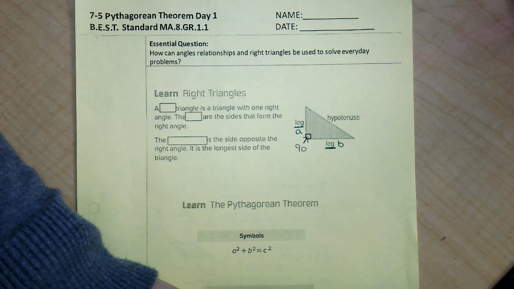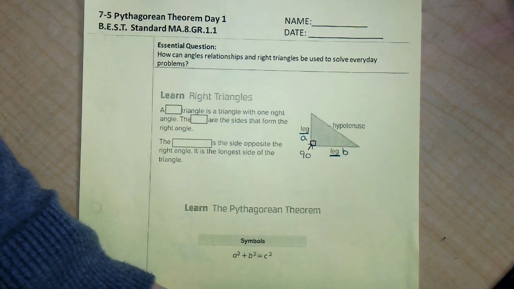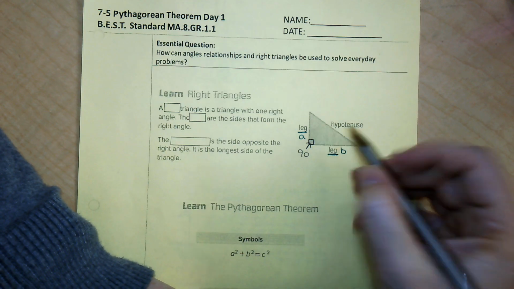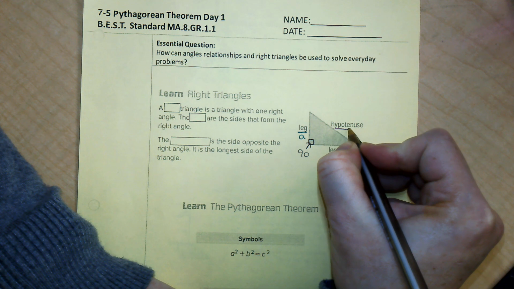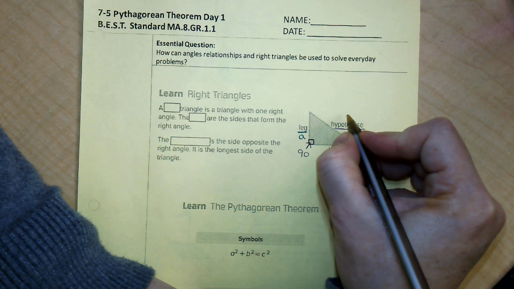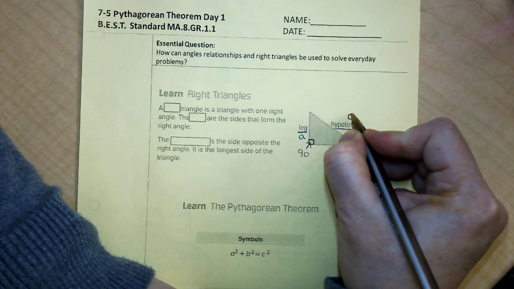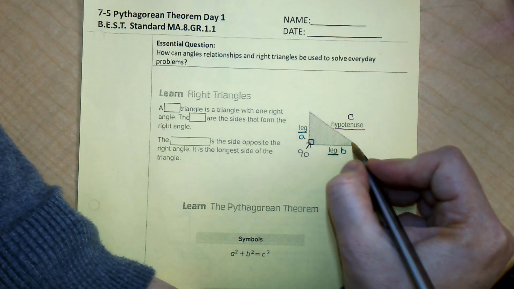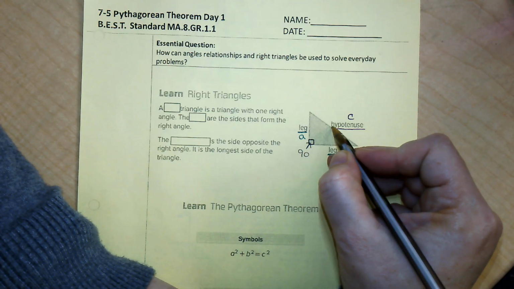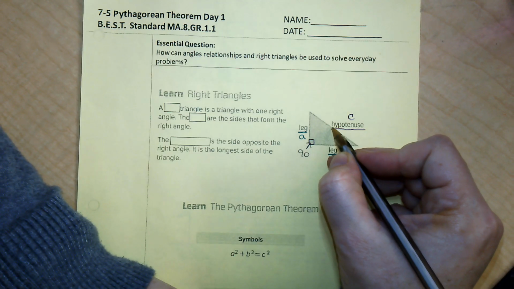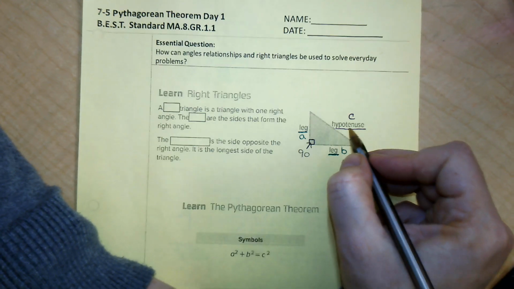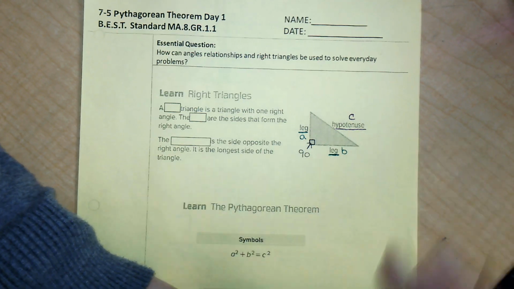But what does matter is what is across from that 90-degree angle. Across from it is called the hypotenuse. Your hypotenuse is always C. It is the longest side of your right triangle, and it's always across from that 90-degree angle. It never makes up the 90-degree angle. It's that third side, the not-leg, the hypotenuse, always the C.